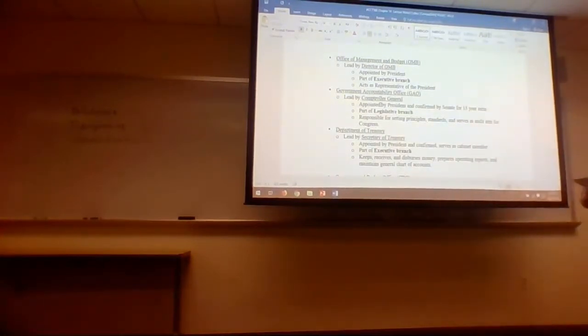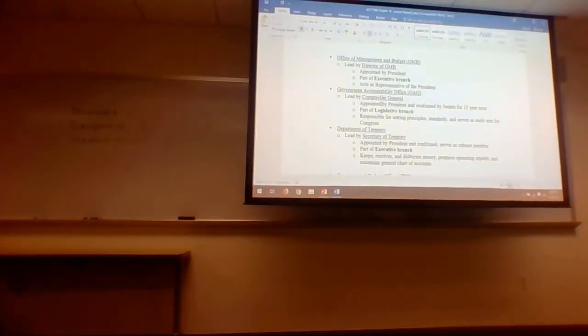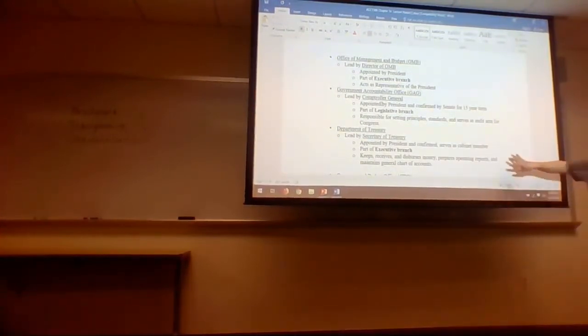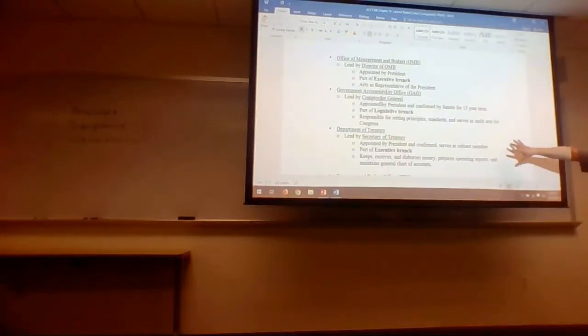Look at the Department of Treasury next. Look at the third bullet point. The Department of Treasury keeps, receives, and disburses money, prepares operating reports, maintains a general chart of accounts. Right? So how would you describe the Department of Treasury's responsibility? More like a staff accountant, right? Isn't that something that a staff accountant would do, right? Keep and disburse money, prepare reports, right? Maintain a chart of accounts. This is kind of like what you would expect a staff accountant to do.